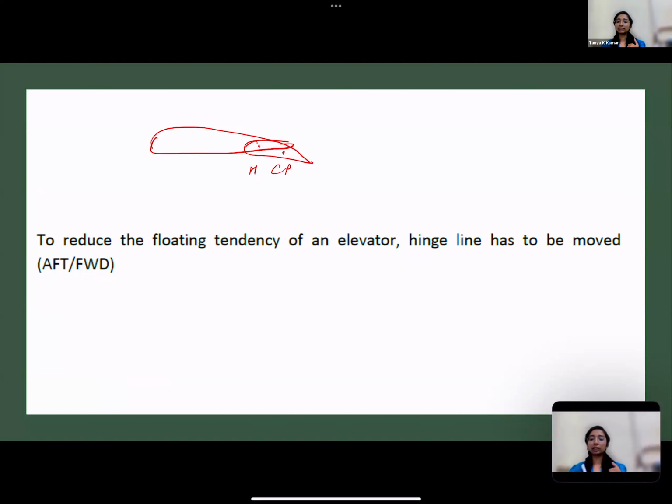To reduce floating tendency, we discussed 2 methods. One is horizontal hinge line and CP should be at the same point. Another one is horn balance. Horn balance is not being looked at here. Now you're looking at hinge point and CP. So to reduce your floating tendency, should I move the hinge point towards CP or away from CP?